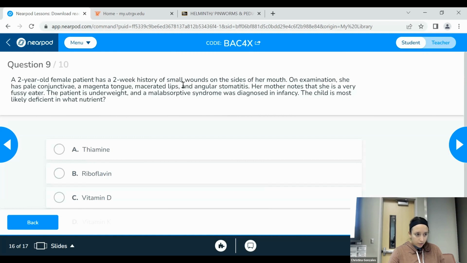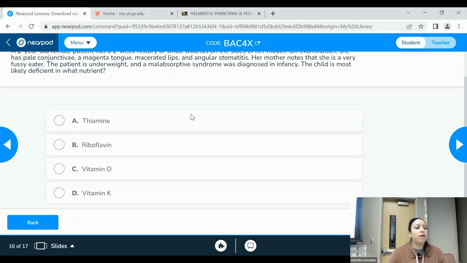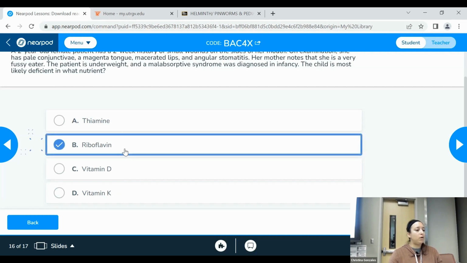Two-week history, wounds on the side of her mouth, pale conjunctiva, tongue is magenta. Wow. Macerated lips, angular stomatitis, fussy eater, underweight. There are several different vitamin deficiencies that can cause oral findings like stomatitis, glossitis and angular cheilitis. In this one, if you just look at the answer choices, you can rule the wrong ones out, and you know that riboflavin is the only one there that makes sense. That makes sense?